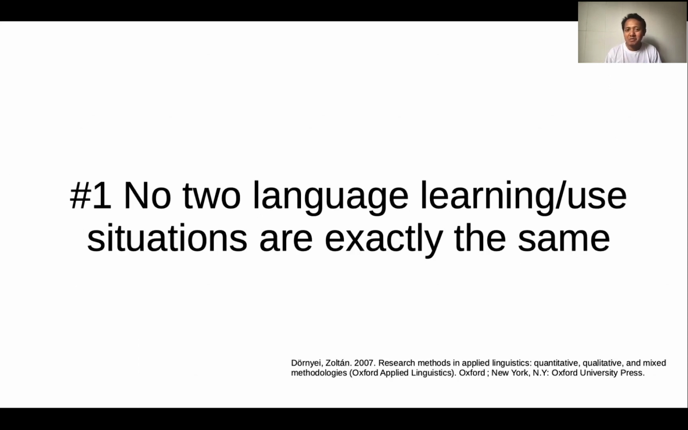First, there are no two language learning or language use situations that are exactly the same. You may think that, okay, language is something that we do every day, so it should be similar. No, that's not always the case. So that's why we need empirical research to verify whether what we think to be true is really true, based on the data that you have gathered. Otherwise, it's just wishful thinking about what you think is true. That is not scientific and not empirical in a way.